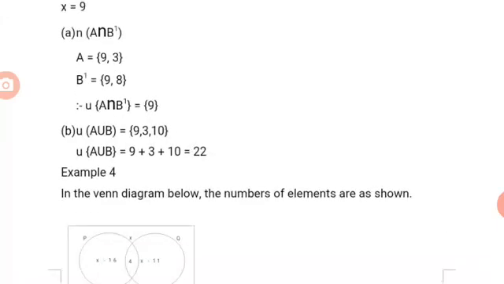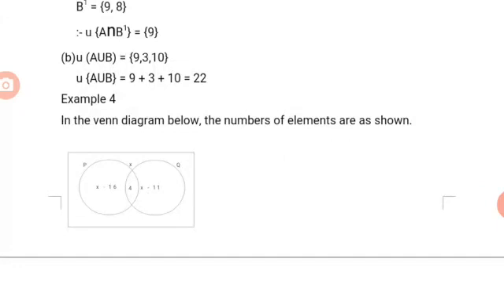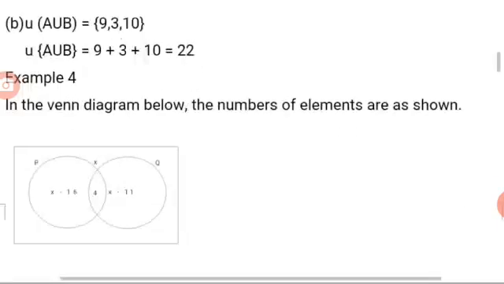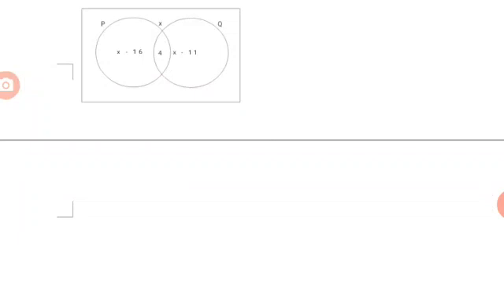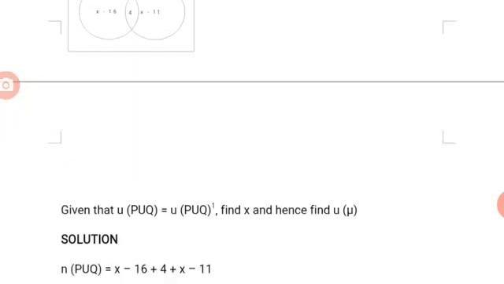Now, example 4. In the Venn diagram below, the numbers of elements are shown in the set. Look at it very well. Now, given that the number of P union Q equals the number of P union Q complement, find X, and hence find N, that is the number of the universal set.